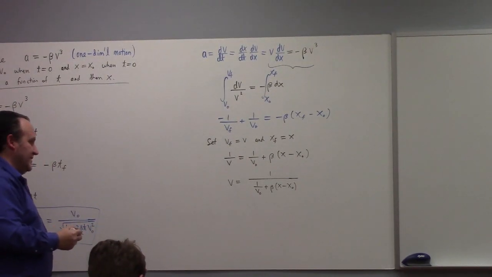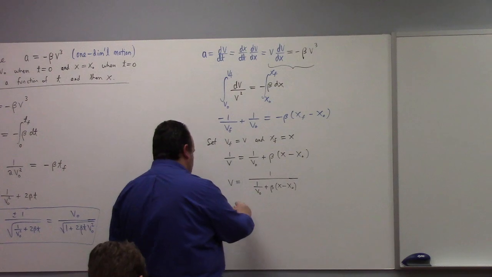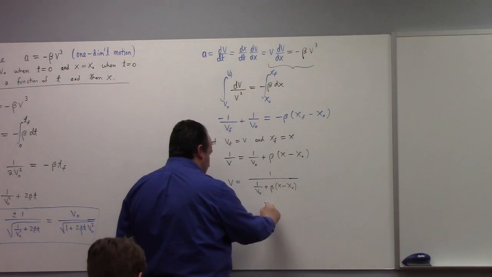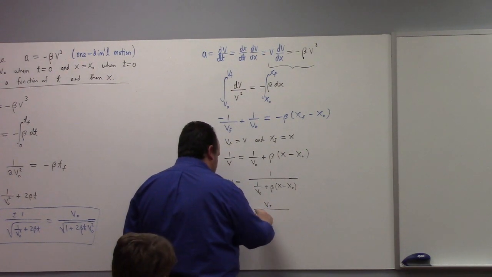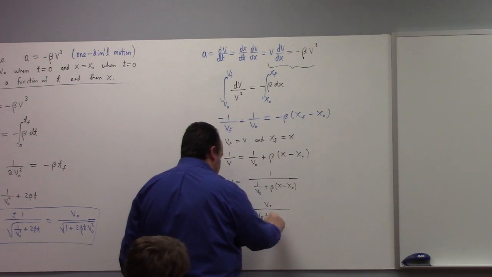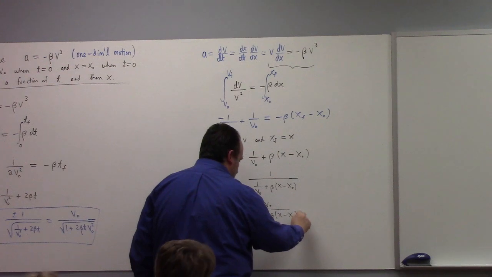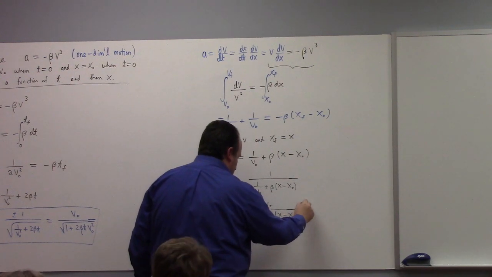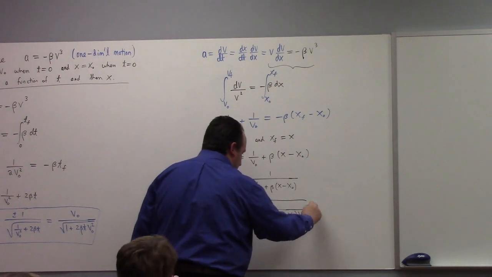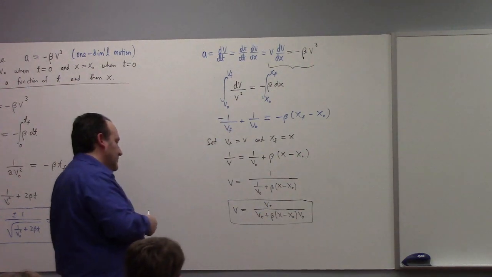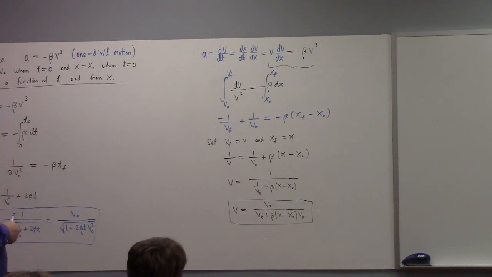Which I think we can do a little bit more algebra to clean up. One more step here. I'm going to clean this up. This is v is equal to, say, v naught divided by (v naught plus beta times (x minus x naught) times v naught). So that's a reasonably pretty formula. I think that's wrong.